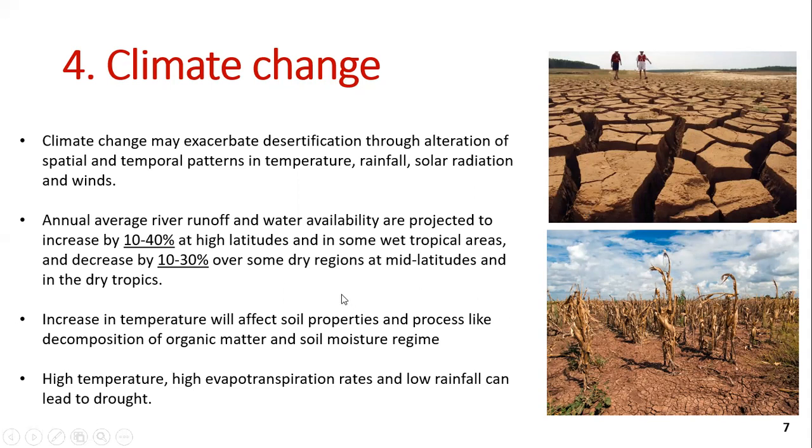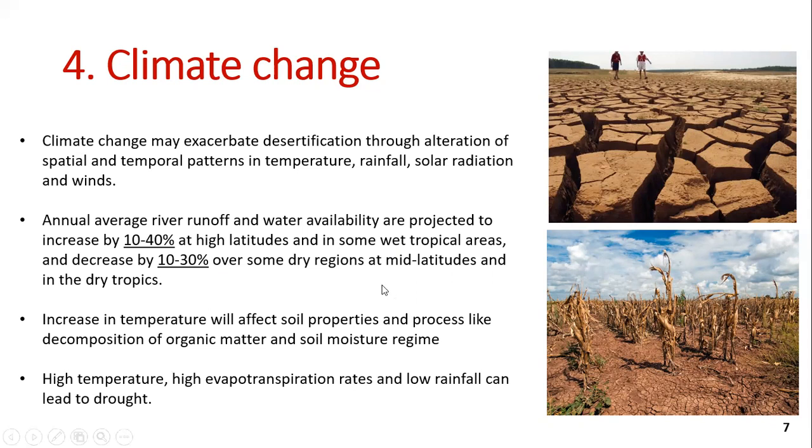According to some of the studies, the average river runoff and water availability are projected to increase by 10 to 40% in some parts of the world, which are basically located at high latitude areas, like some of the wet tropical areas. Whereas the opposite is happening, a 10 to 30% reduction of the average water availability will happen at the mid or lower latitude areas, which are actually like the dry tropics.